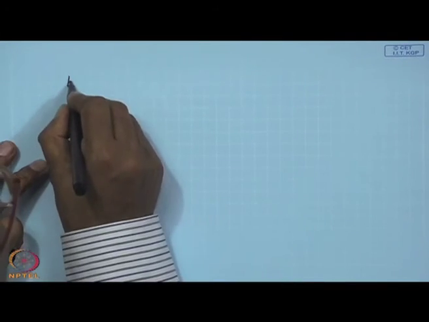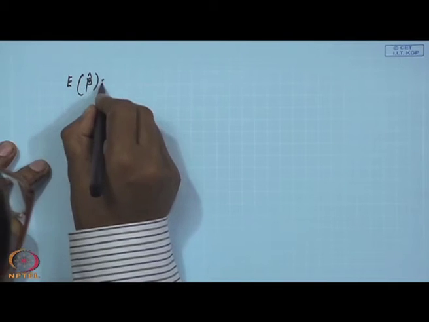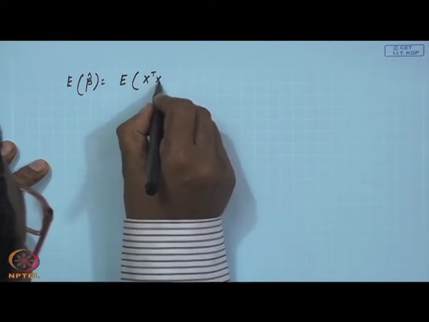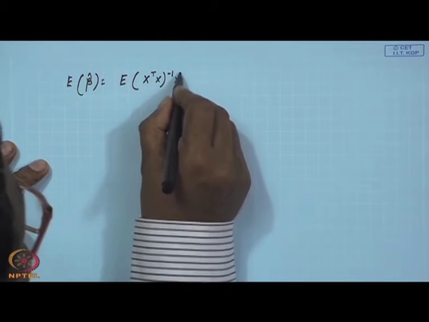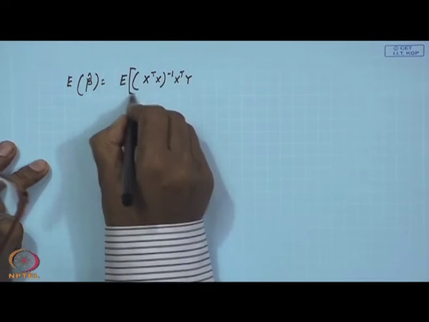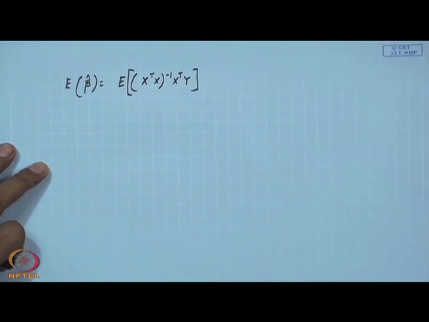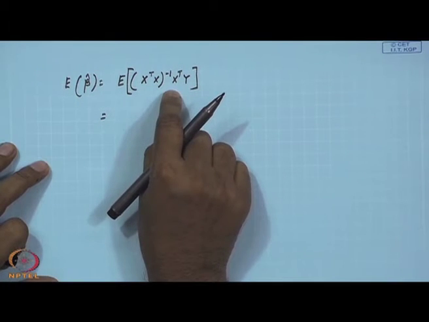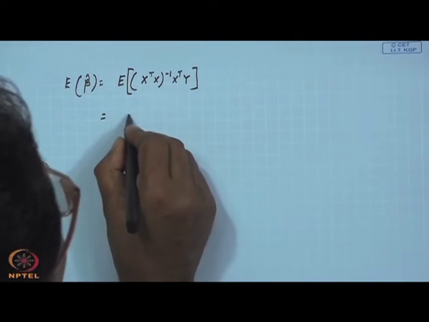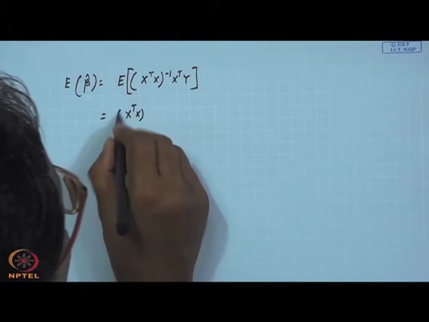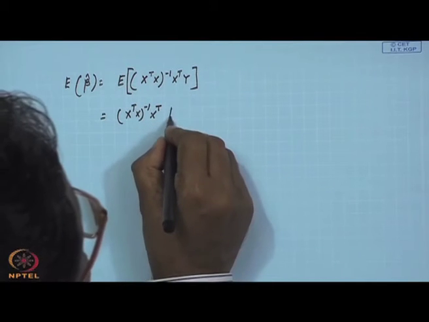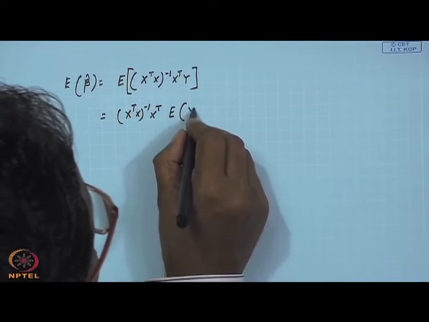Expected value of beta cap, we can write as the expected value of x transpose x inverse x transpose y, because the beta cap formula is this. So, x is fixed here. So, we can take x transpose x inverse x transpose out of the expectation, it will be the expected value of y.